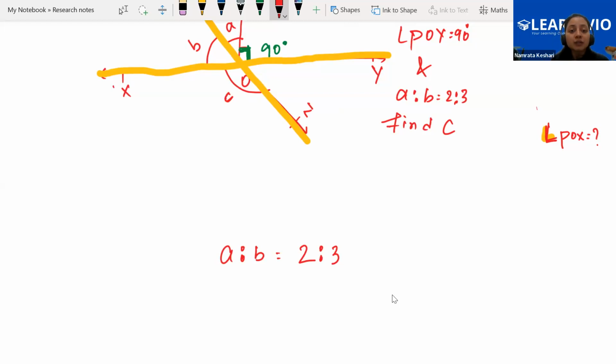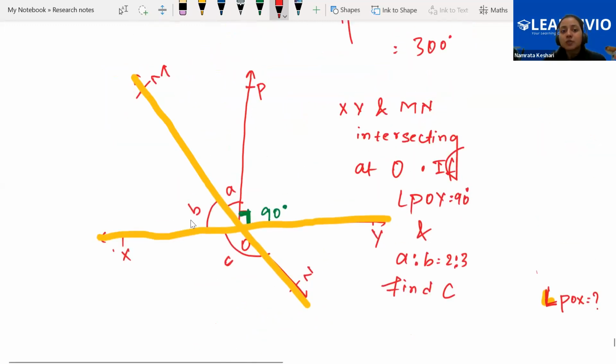Yes, we have to multiply by the same variable. We are not sure which number to multiply with both of them, so we say that we have to multiply by the same variable. A will be 2x and B will be 3x. The ratio is already given in the question. What we are doing is just separating them and then saying A is 2x and B is 3x. Clear so far? Now we understood that A is 2x, B is 3x.